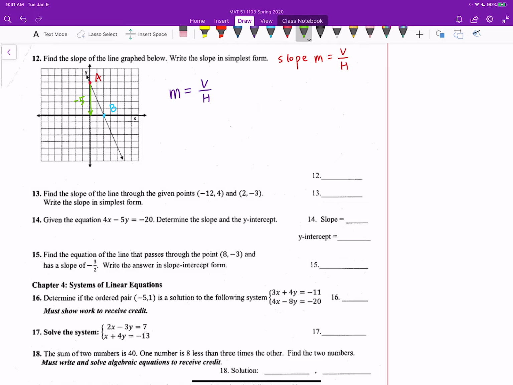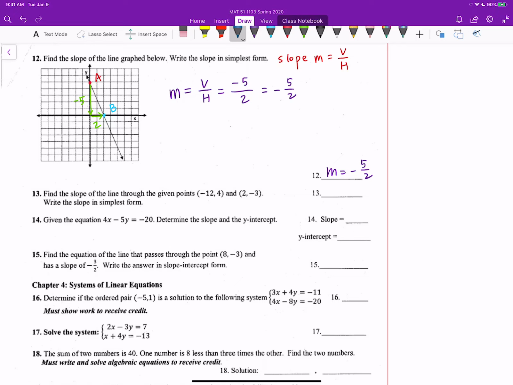That is your V, right? Therefore, the first one is negative 5, over horizontal movement. And then we have to go to the right 2 times. And that is positive 2. So your horizontal movement is 2. Let's simplify this. You could write it as negative 2.5, or you could write it as, take out the negative sign, negative 5 over 2. So this is your slope. Make sure you write it over here. M equals negative 5 over 2. That is the slope.